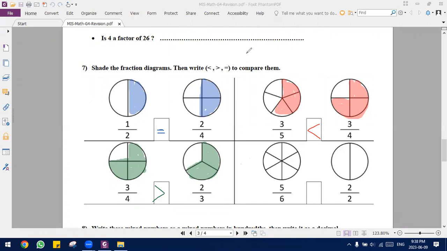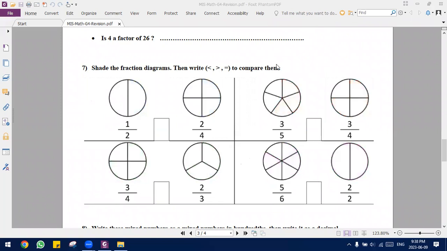Now the last one, we have 5 out of 6. So here we have 5 parts are shaded. Here it says 2 parts out of 2. So I shaded the whole shape. And here I have empty. Here I have nothing empty. All of it is shaded. So of course 2 over 2 is greater than 5 over 6.